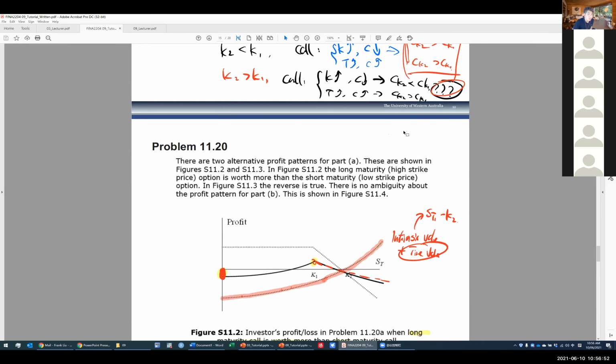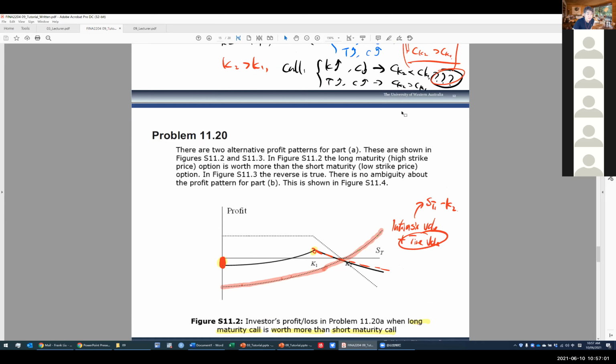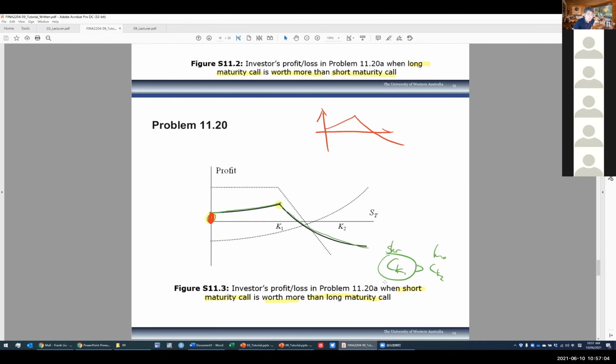So if the impact coming from strike price is greater than the impact from time to maturity, then what we have here is that the short position is worth more than the long position. This is where the strike price matters, because you are actually short the K1. And if K1 is smaller than K2, that means you're going to get a higher premium than you're paying to acquire K2. So initially you will receive a high premium. And if nothing's exercised, you're going to walk away with a positive premium.